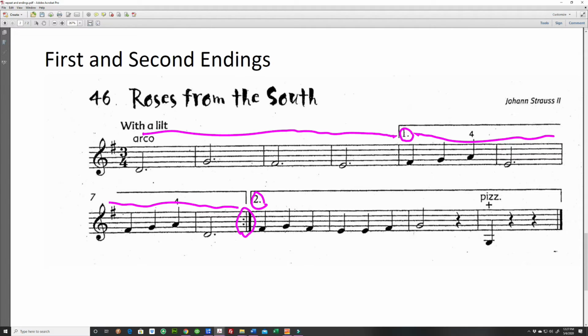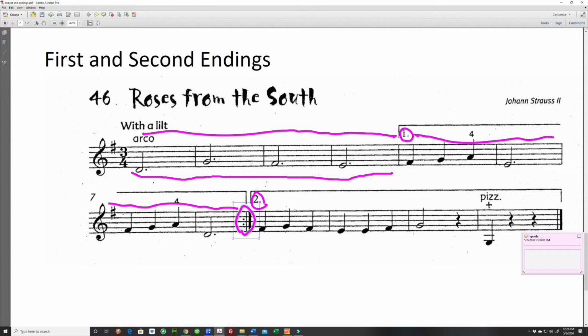And so we're going to go back to, in this case, the invisible one at the beginning. We're back up here again, back up here at the beginning. And then we're going to play this part again. And when we get here now, we ask the question, first time or second time? Well, the answer is second time. So now I'm going to jump over the first ending, and I'm going to go straight down here to the second ending. And then I'll keep playing from there.